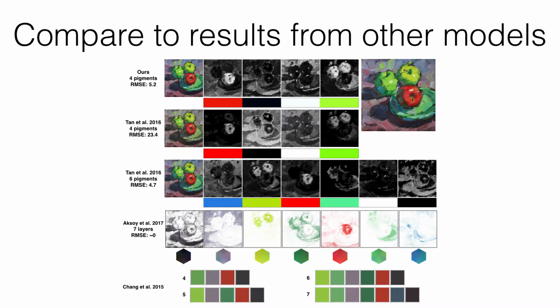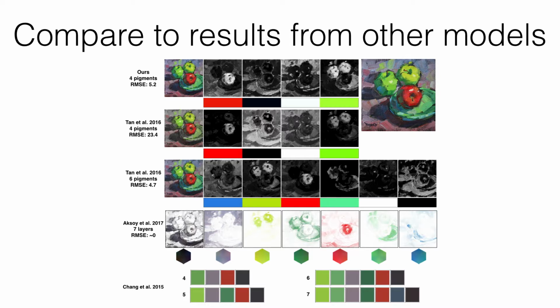Here is a comparison with the layer decomposition of Tan 2016 and Aksoy 2017, and with the palettes extracted by Chang 2015. This apple painting was painted with exactly 4 physical pigments in the real world. Our results match the ground truth pigments, and the reconstruction error is very small. When constrained to 4 colors only, Tan 2016's method has very high reconstruction errors. To match our reconstruction error, Tan 2016's approach is to use more colors.